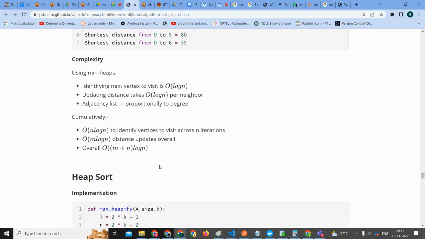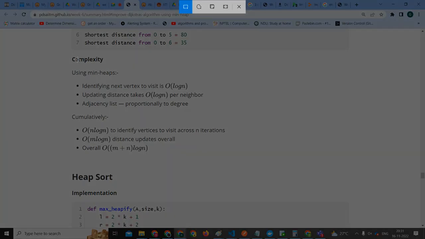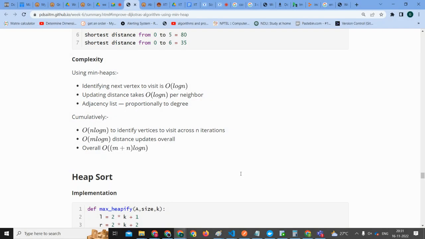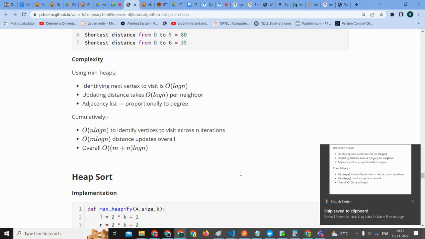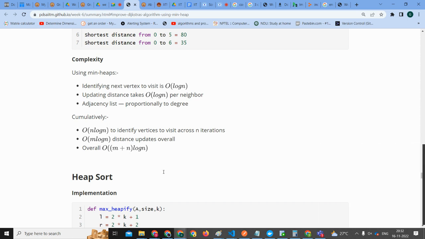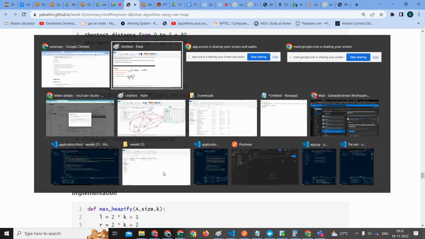Here it is m log n, no distance updates overall. So overall it is O of m plus n log n basically. Yeah, m is bigger than n. But in our case, is it just m plus n? Yeah. So this is more or less efficient than BFS.